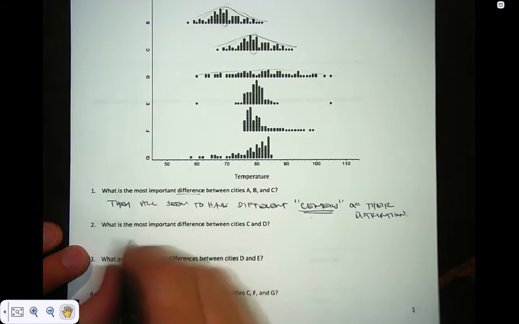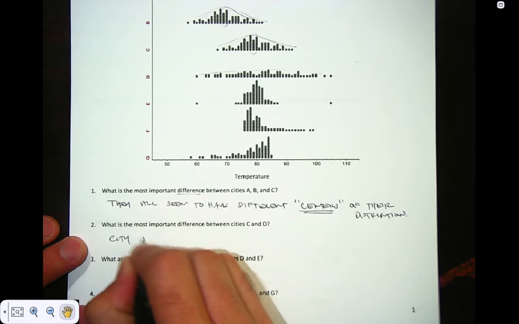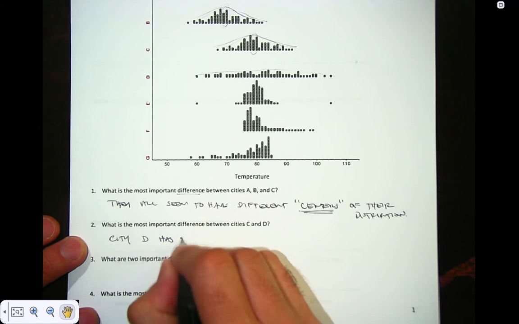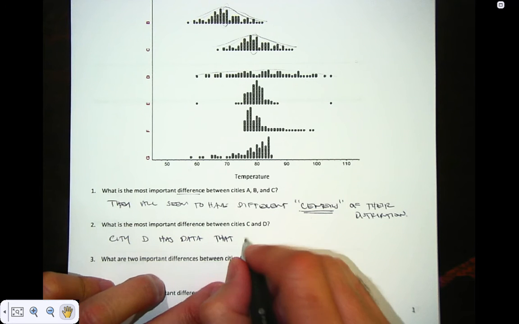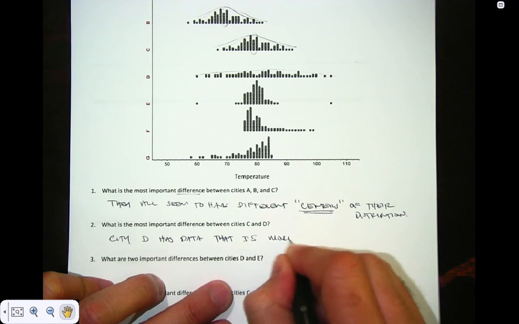So you would say city D has data that is more spread out.